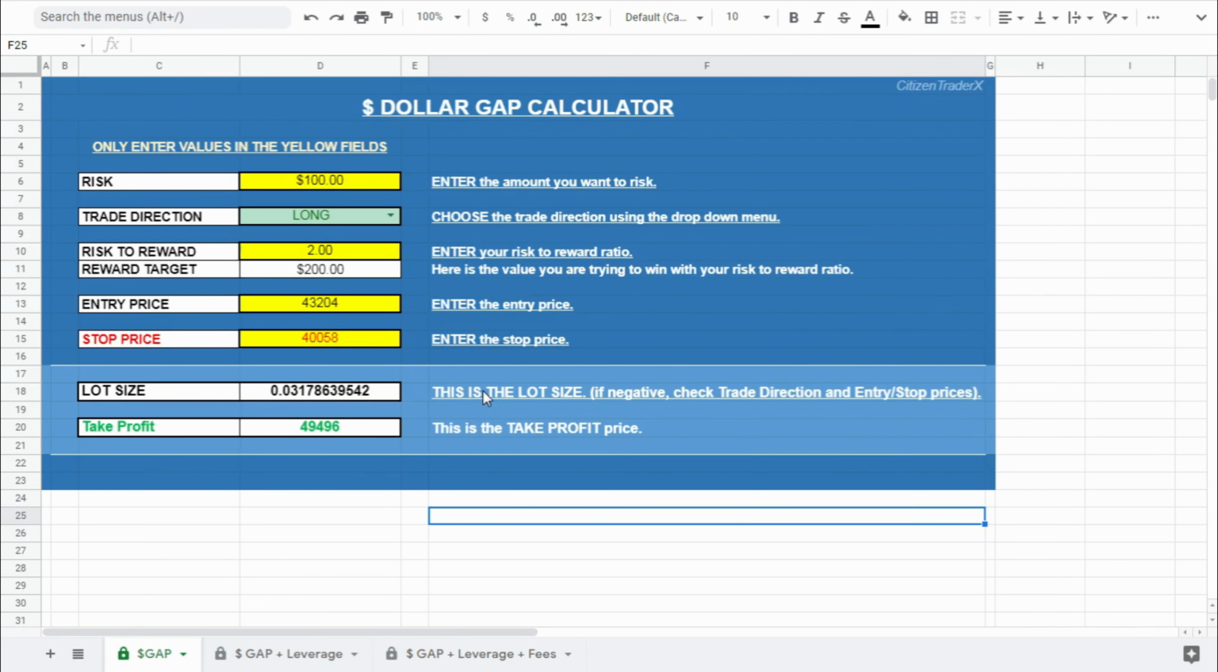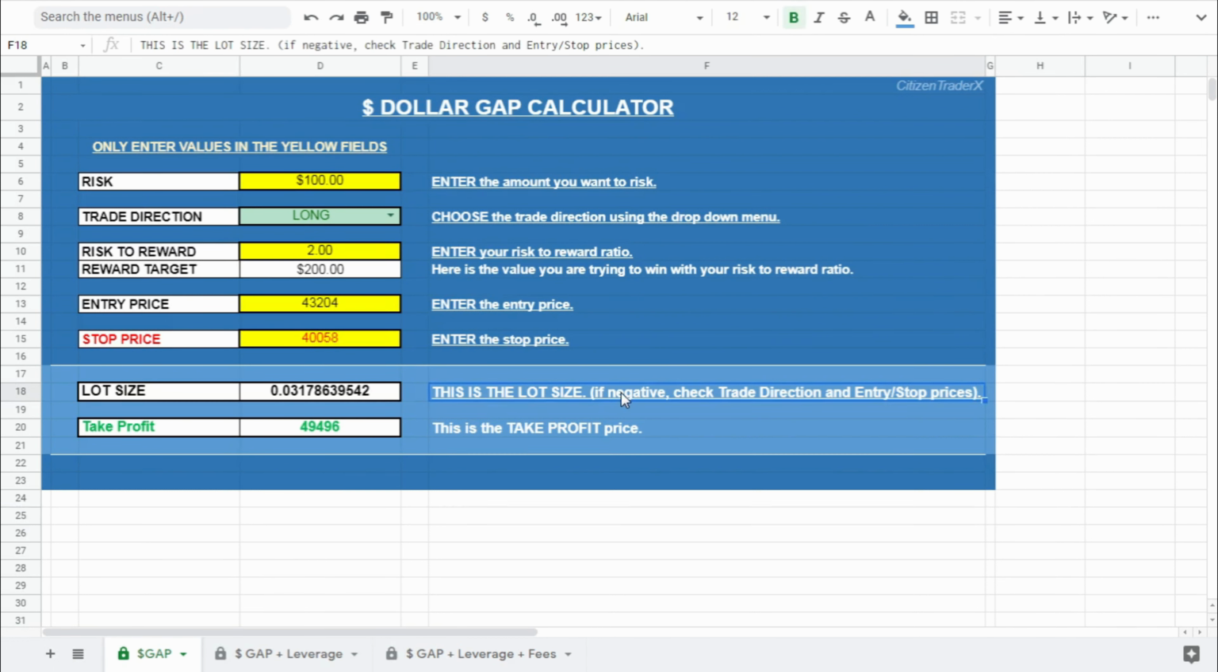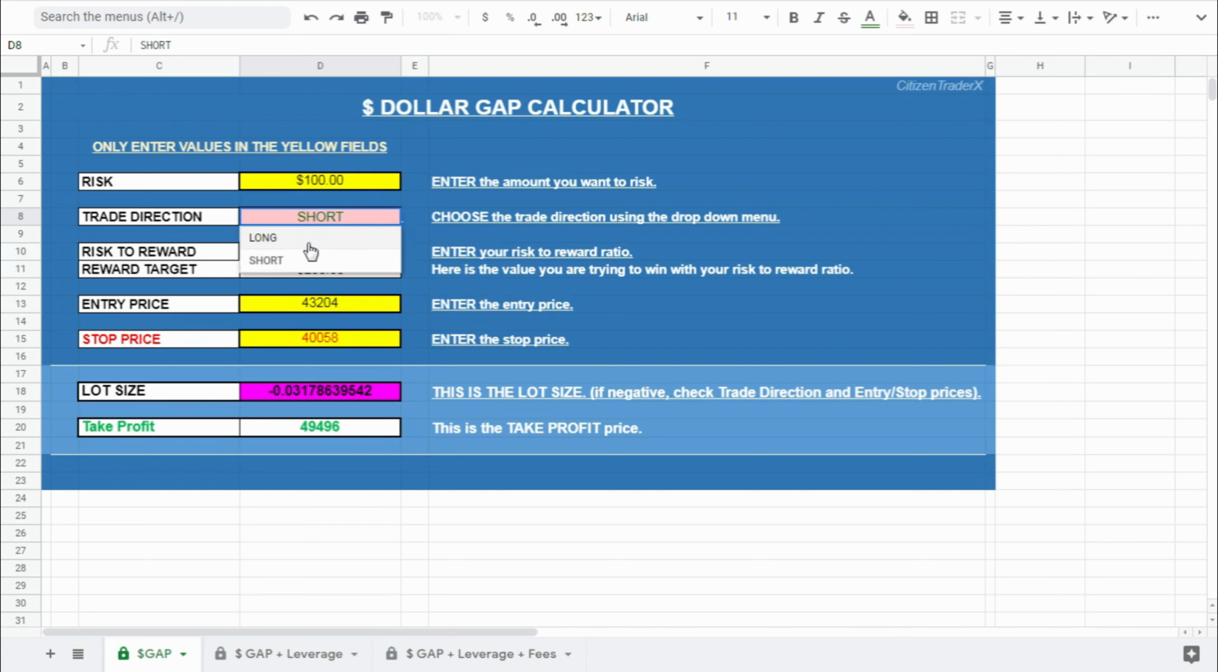Now, there is an instruction here. If negative, check the trade direction or your entry or stop prices. Because if you have this the wrong way, you're going to get a negative value. So that's telling you, first of all, it's highlighted in purple, and it's telling you, hey, something's wrong. So check your direction. Now, not only can your direction be wrong, but so let's make it correct. But also you may have these mixed up. You may have flipped them over.